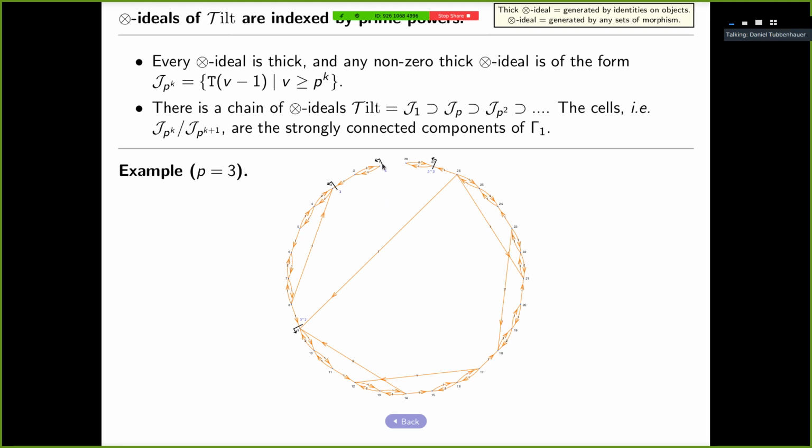So the trivial ideal is just everything. It starts at p to the 0. What a surprise! It's a unit of my ring. And the next ideal starts at 3, so p. The next ideal starts at p squared. The next starts at p cubed, and so on. So the tensor ideals. You need one extra argument to show that these are all tensor ideals, but this is not so hard. These are really all. So the tensor ideals form this nice chain of nested ideals: the trivial one, one indexed by p, one indexed by p squared, and so on.